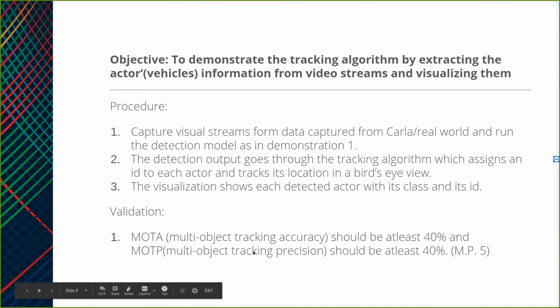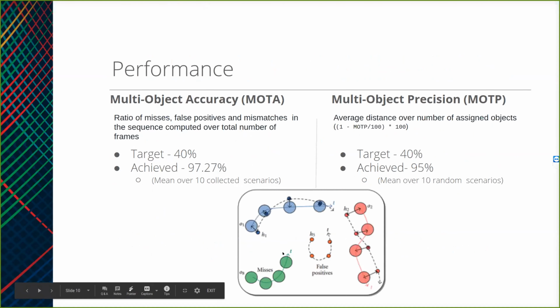These are the accuracy and precision in terms of multi-object tracking, and we propose that it should be at least 40%. I'll quickly go over what multi-object accuracy in terms of tracking means. For example, you have three proposed hypotheses which are represented by these dotted lines, and there are three ground truths which are represented by these ovals.